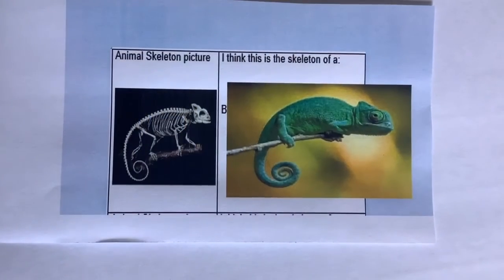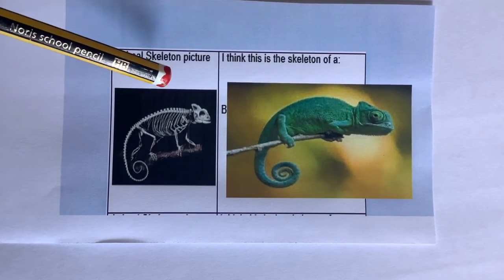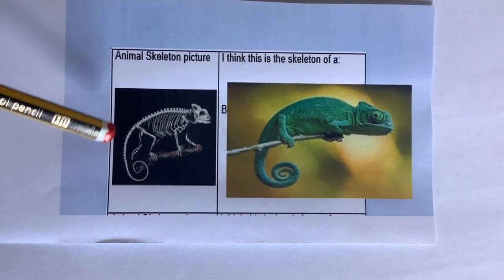And what about this one? Did you know this one? This is the skeleton of a chameleon. Now if you look at them, they're incredible. Look at the vertebrae. Really unusual.